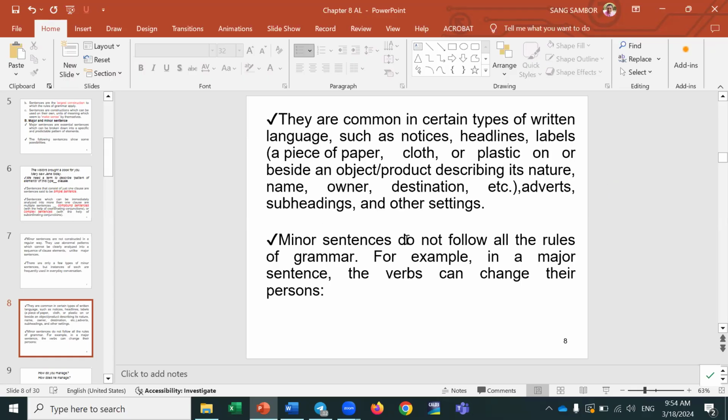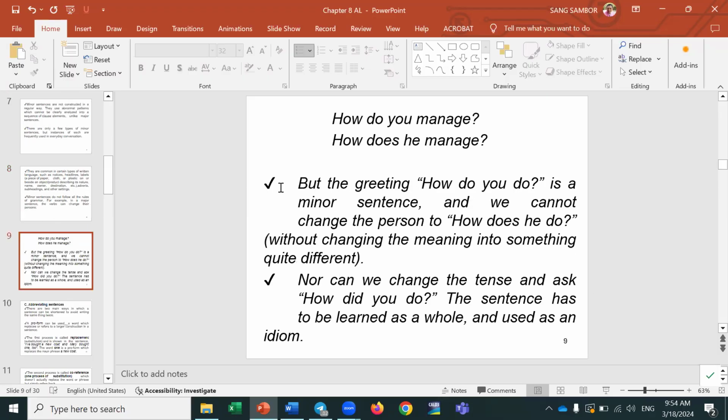Minor sentences do not follow all the rules of grammar. For example, in a major sentence, the verb can change its person. But in a minor sentence, no. Here, like, how do you manage? You can change the person to how does he manage? But the expression, how do you do? You will not change this one as how did you do? No.